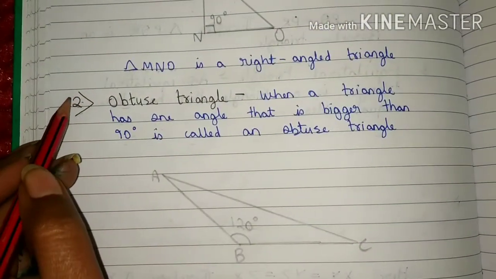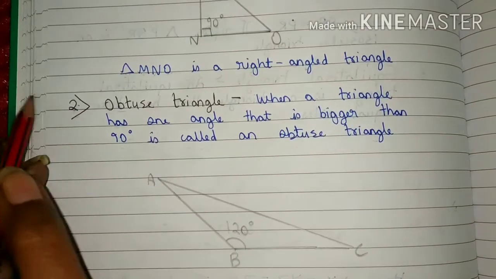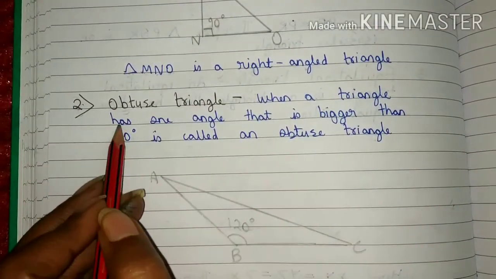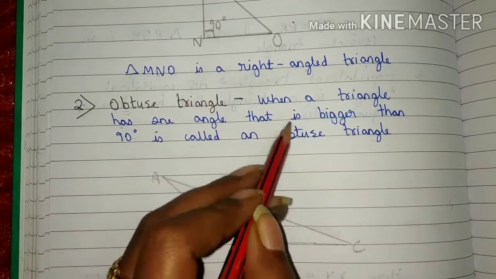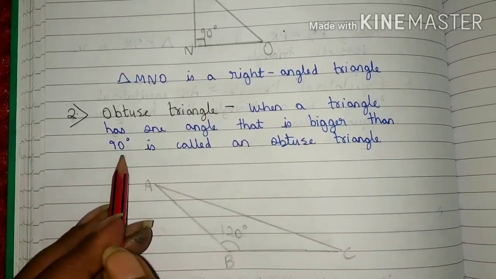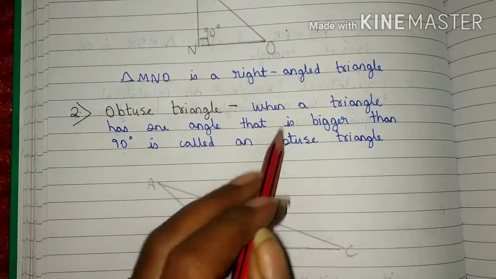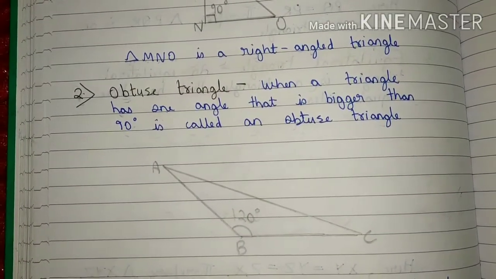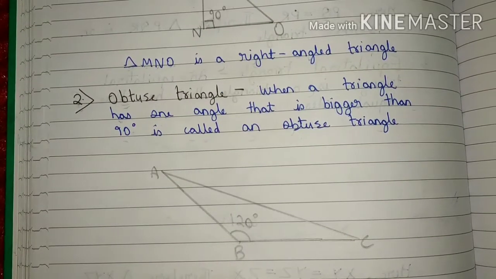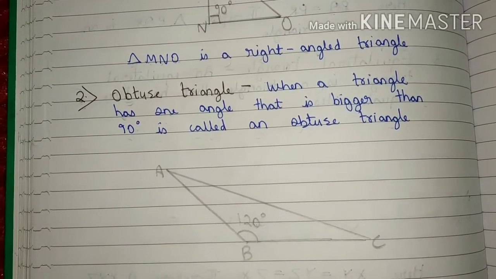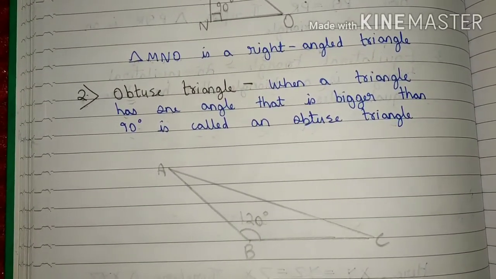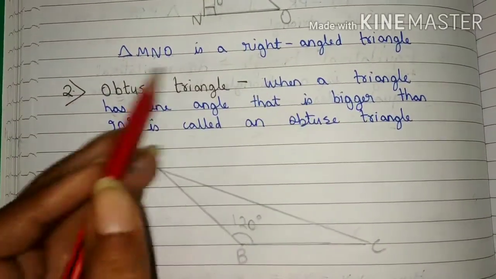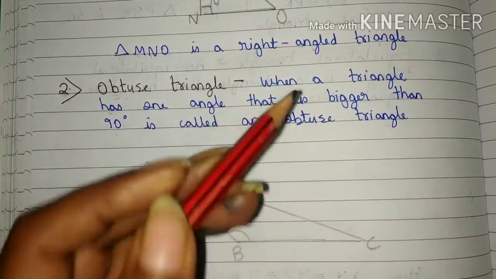Students, now come to second, obtuse triangle. When a triangle has one angle that is bigger than 90 degree, it is called an obtuse triangle. It means a triangle in which one angle is bigger than 90 degree but less than 180 degree. Then this type of triangle is known as obtuse triangle.